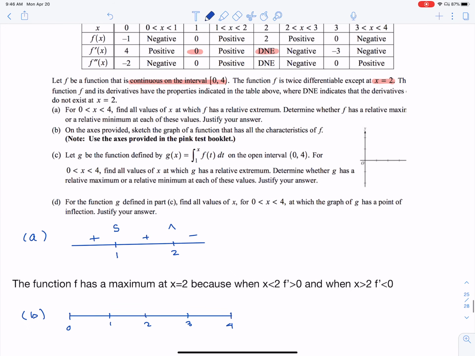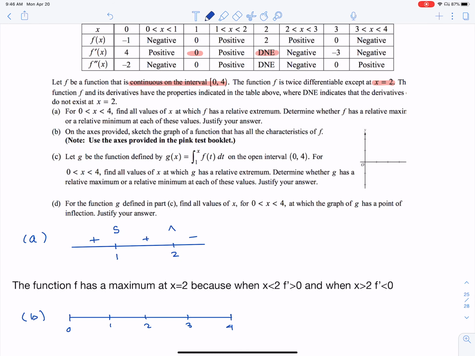And let's go back to our table. Looking at that, I'm going to call this function on this table f prime. So this is going to be the sign chart for f prime. We notice from 0 to 1, it is positive. From 1 to 2, it is positive. Again, remember we said there's a stall there, so we're going to have to indicate that. From 2 to 3, it's negative. From 3 to 4, it's negative.